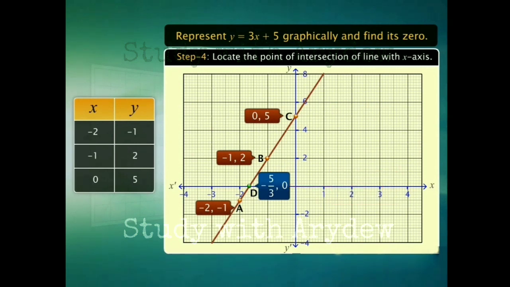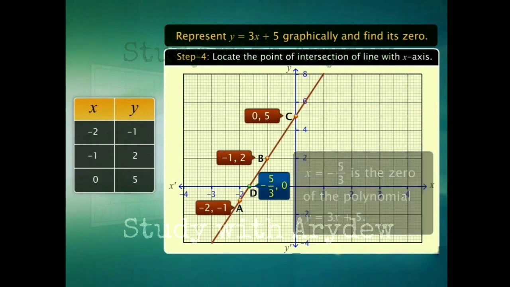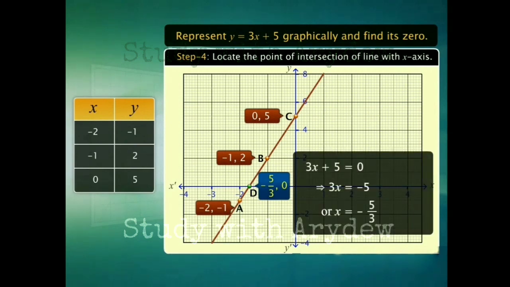Observe the points of intersection of the line and the x-axis as well as the y-axis. Note that the point of intersection with the y-axis cannot be the 0 of the polynomial because the value of the polynomial is not 0 at this point. So, graphically, by finding the point of intersection of the line and the x-axis, the 0 of the corresponding linear polynomial can be obtained. Let's verify this algebraically. Hence, our result is verified.